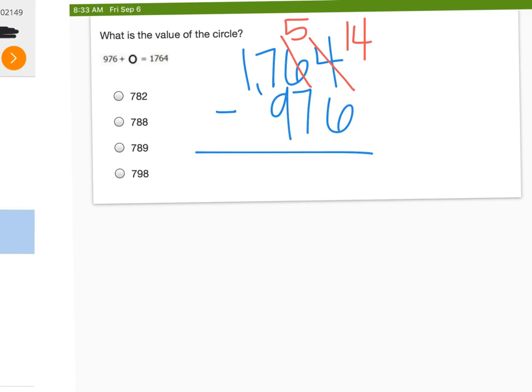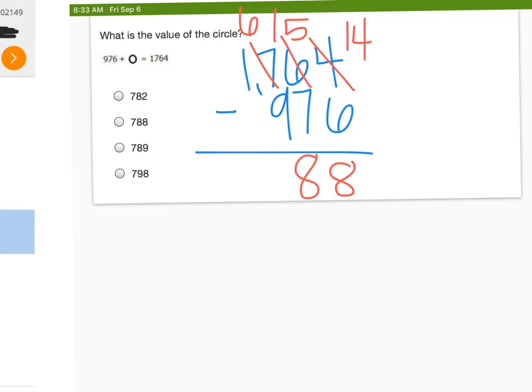And 14 minus 6 is 8. Then I move to my tens place. I have a 5 and a 7. Again, I need to regroup. This 7 is going to become a 6, and this 5 is going to become a 15. 15 minus 7 is 8 again.